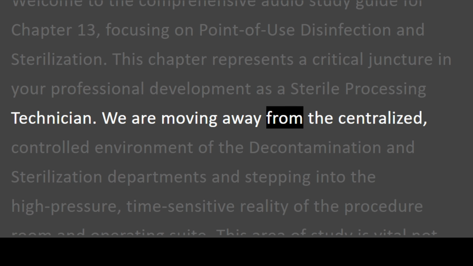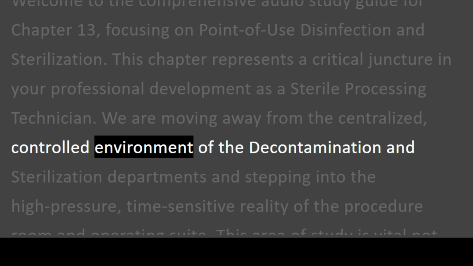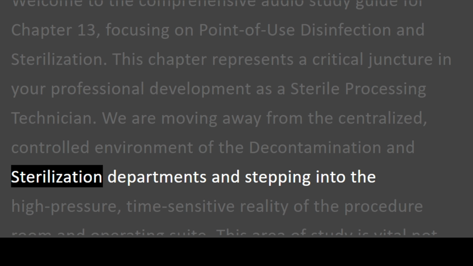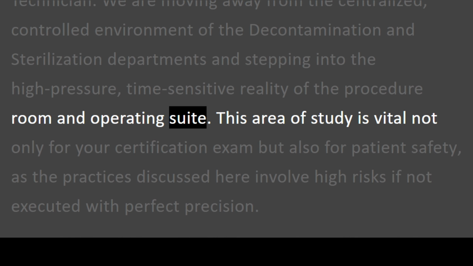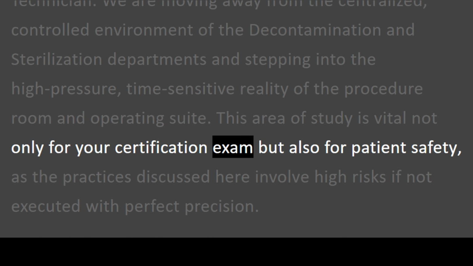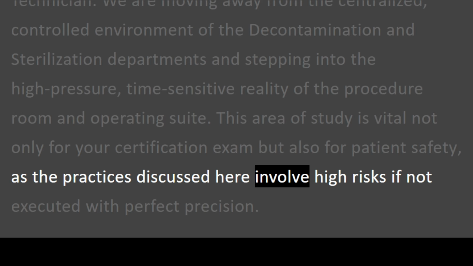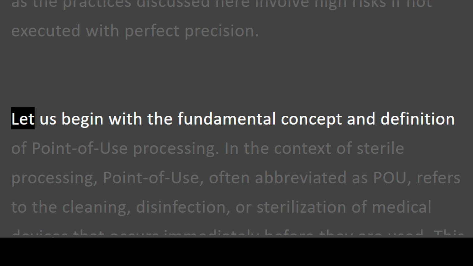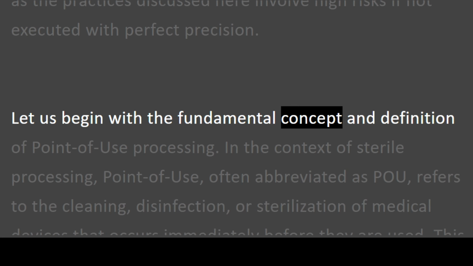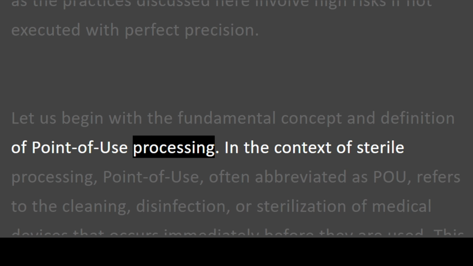We are moving away from the centralized, controlled environment of the decontamination and sterilization departments and stepping into the high-pressure, time-sensitive reality of the procedure room and operating suite. This area of study is vital not only for your certification exam but also for patient safety, as the practices discussed here involve high risks if not executed with perfect precision. Let us begin with the fundamental concept and definition of point-of-use processing.